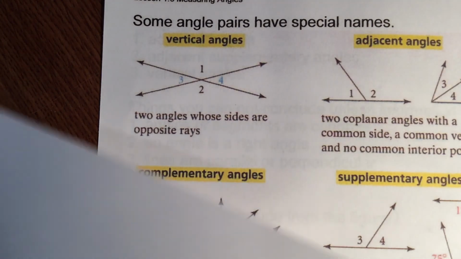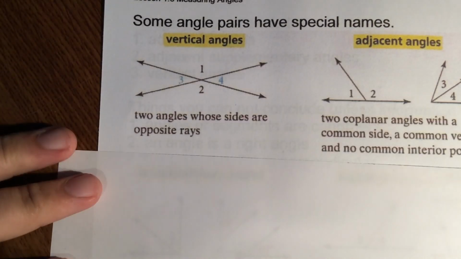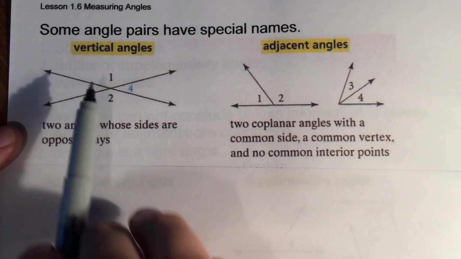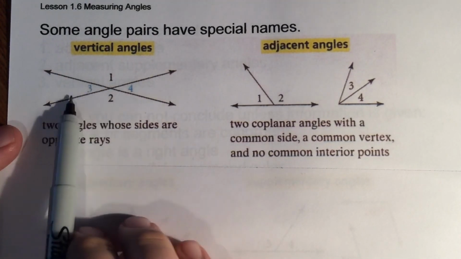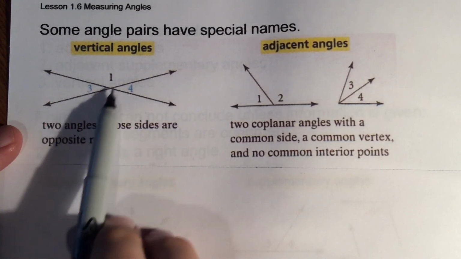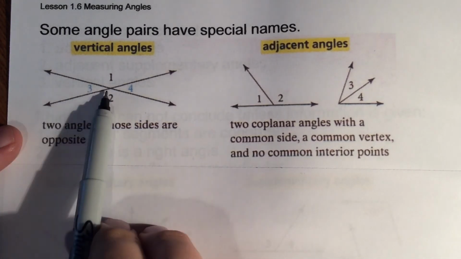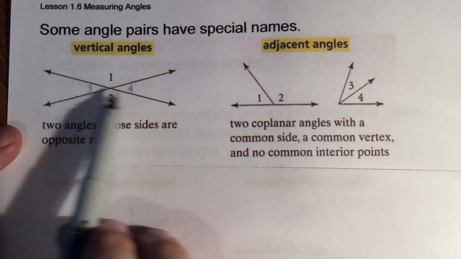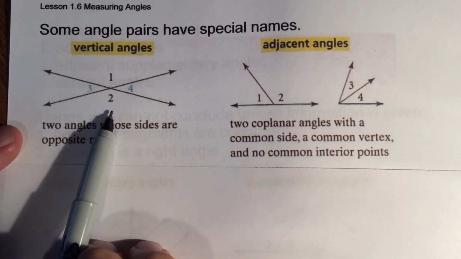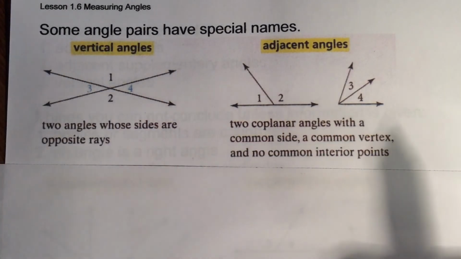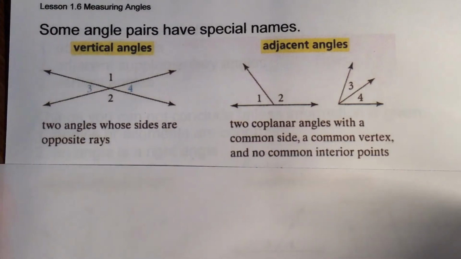Now, we have certain pairs of angles that have special names. First off, we have vertical angles, which are opposite angles, and the sides are going to be opposite rays. Opposite rays make a straight line. So 3 and 4 would be vertical angles, 1 and 2 would be vertical angles. We'll talk about their properties more as we go forward, but that's for another time.